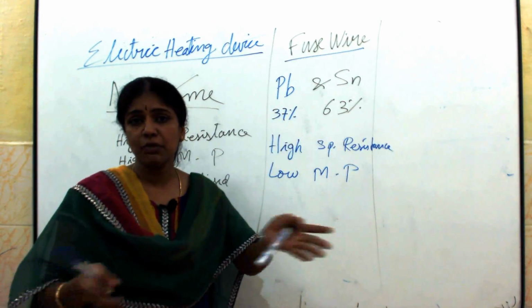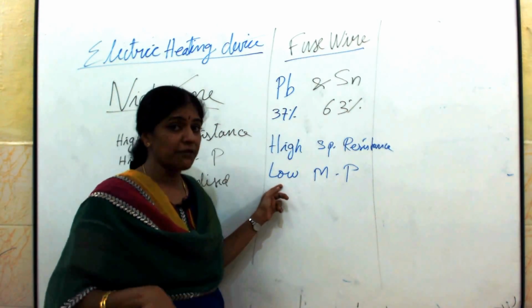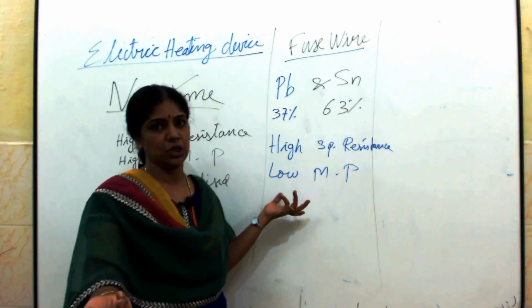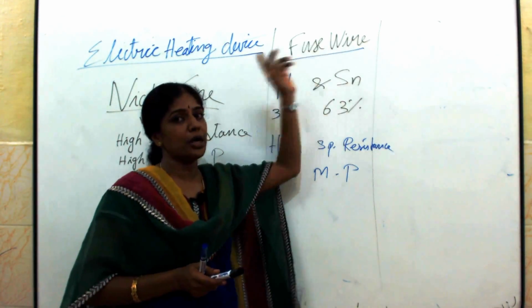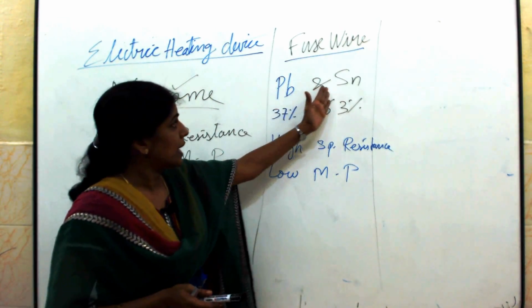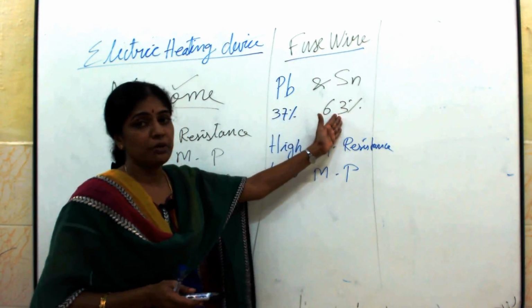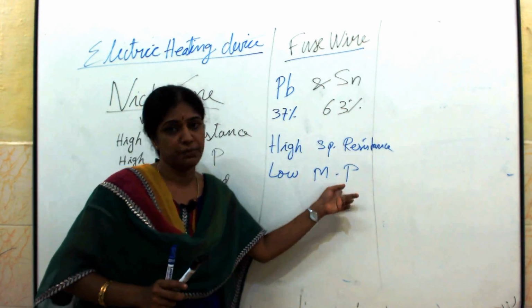If it is an open circuit, what happens? The current will not flow into the appliances at all. So this way I can safeguard my appliances from damage. This is the use of the fuse wire, an alloy of lead and tin, in all your electrical appliances. This one is very important. You will be getting 1 mark. It has high specific resistance and low melting point.